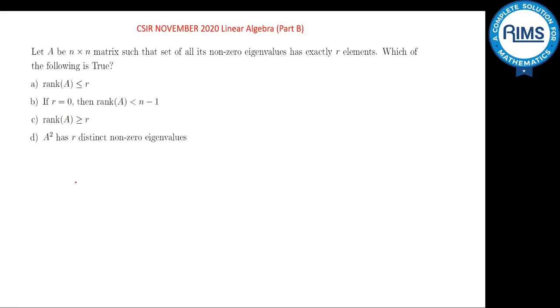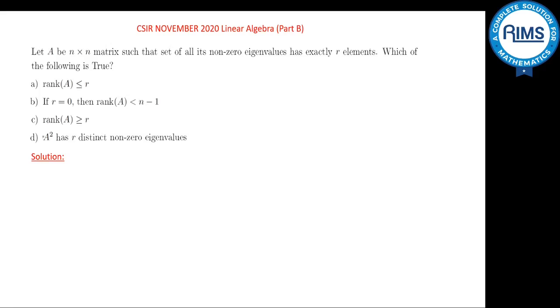Today we are discussing some problems of linear algebra from CSIR November 2020. First one: let capital A be an n by n matrix such that the set of all its non-zero eigenvalues has exactly r elements. Then which of the following is true?